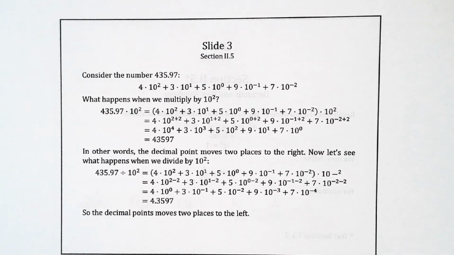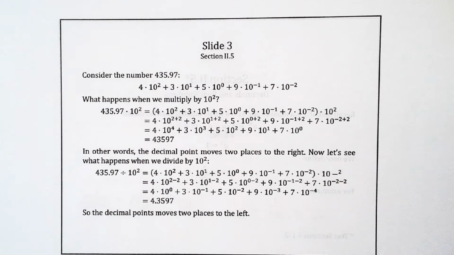Okay, so let's talk about what happens when we multiply by powers of 10. You probably know that it has the effect of moving the decimal point to the left or the right, maybe adding some zeros on there. So for example, consider 435.97. What happens when we multiply it by 10 squared?